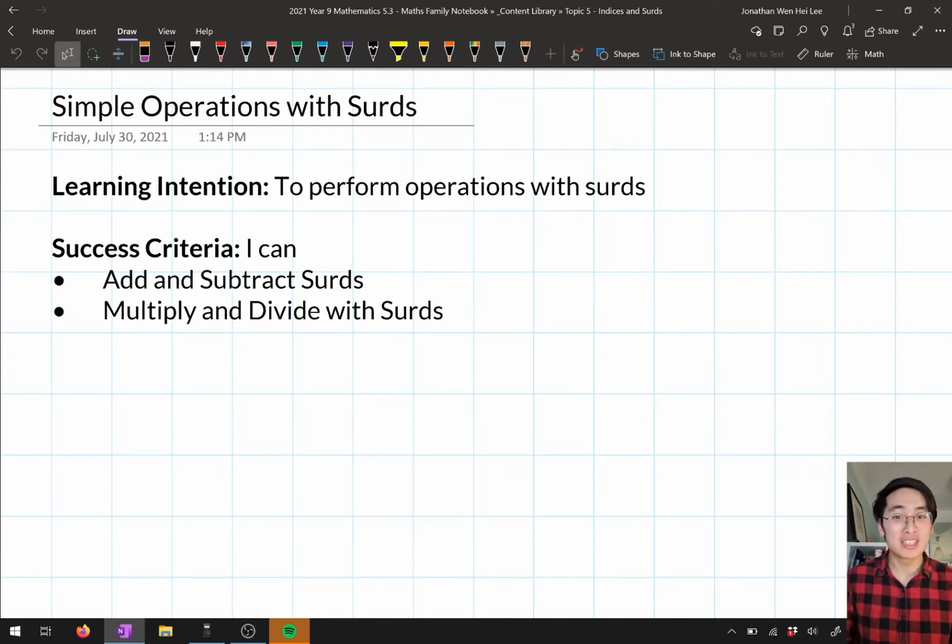In today's lesson we're continuing with our topic of indices and surds. We're going to talk a bit more about surds. For today's lesson, we want to be able to perform operations with surds, and by the end of today's lesson we want to be able to add and subtract surds and also multiply and divide by surds. Today is actually a little bit of a departure: we finished looking at our index laws, and we're going to look specifically at that last section we looked at in our last lesson, surds and working with surds.